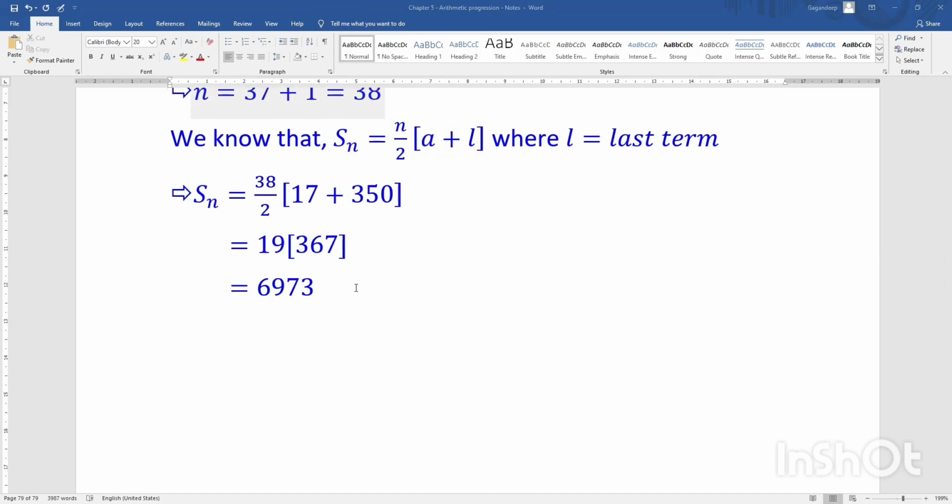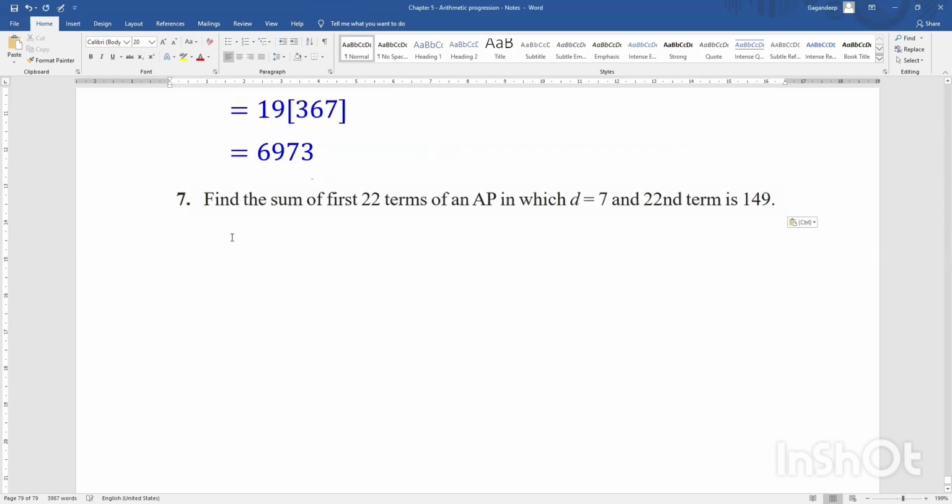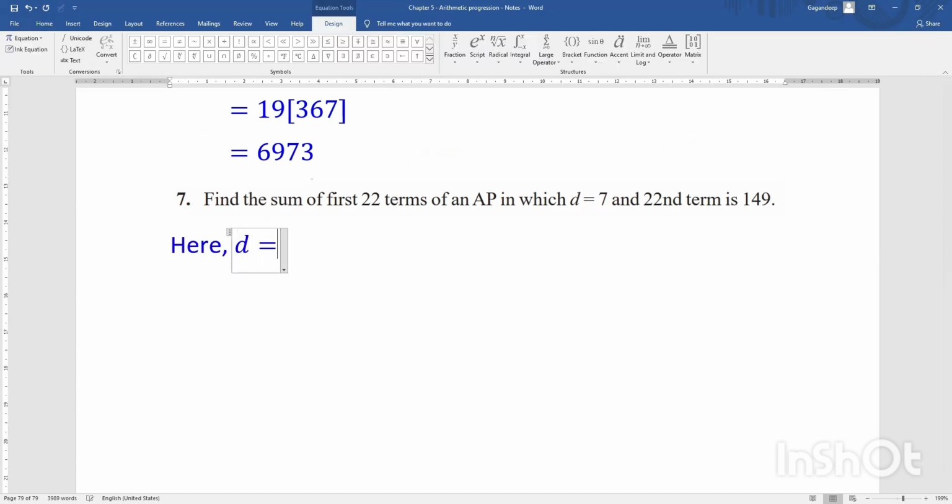Then we have the next question, the seventh problem. Find the sum of the first 22 terms of an AP in which d equals 7 and the 22nd term is 149. So here we have d equals 7, and we have a22 equals 149. And then we have S22 equals question mark.